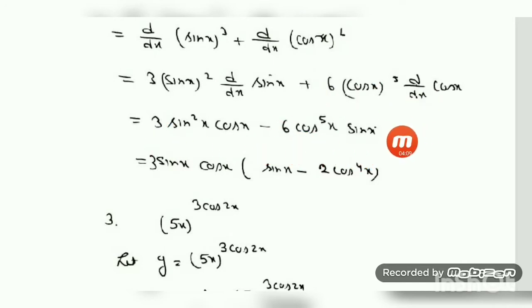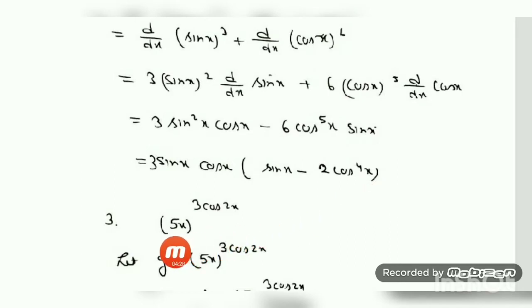After this you can stop here, but as we see here sin x and cos x can be taken common, and 3 also. So let us take common 3 sin x cos x. Here sin x will be left, minus is there, here the number is 2, and cos to the power 4x will be left. So this is your answer.